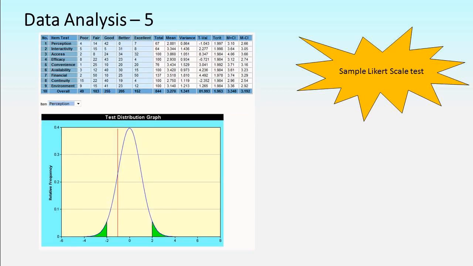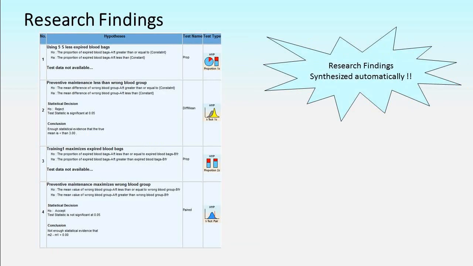Here you see a Likert scale test for several items created in the Likert test applet. The distribution for any item can be studied selectively. AsterWrite consolidates the research findings in an amazing way.